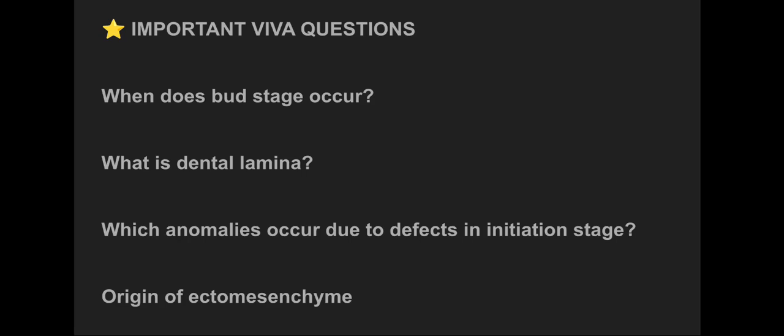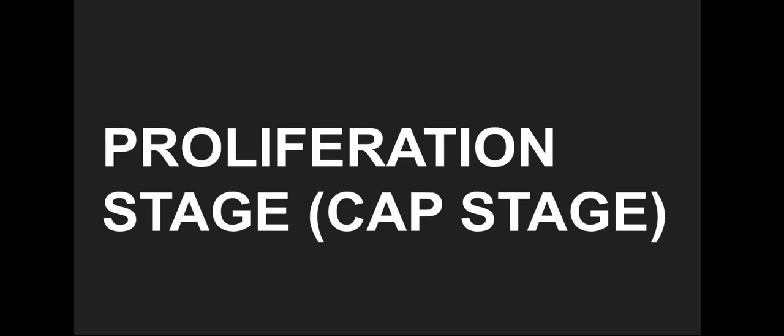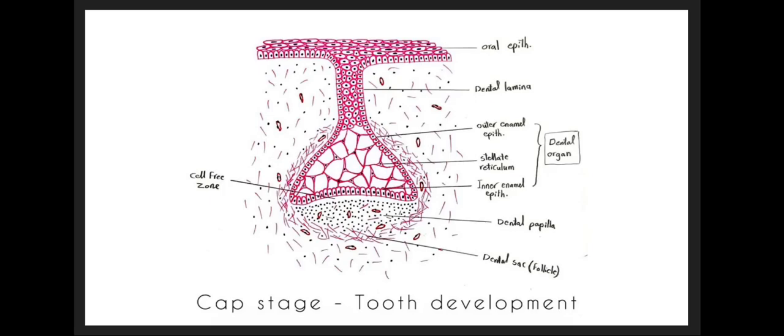Okay, so what are the questions they might ask in viva about these stages? When does the tooth bud occur? What is dental lamina? Which anomalies occur during the initiation phase? Origin of ectomesenchyme. Okay, so the next stage is the cap stage. This is how the diagram looks.